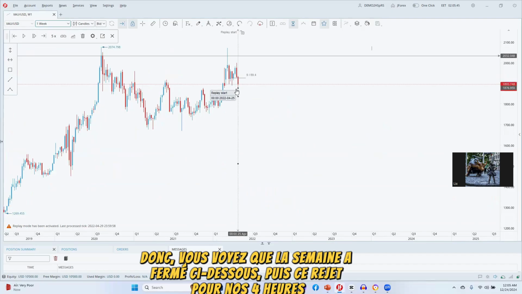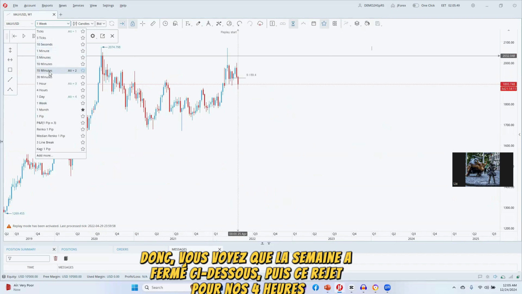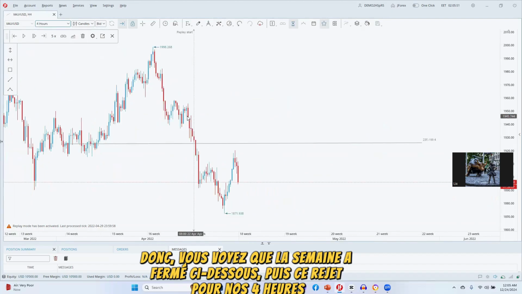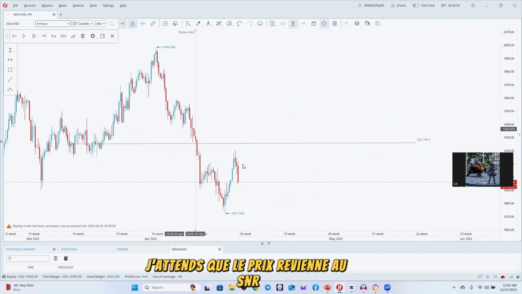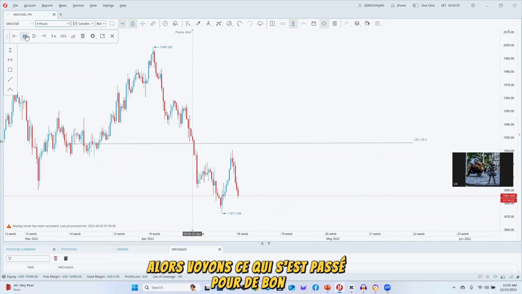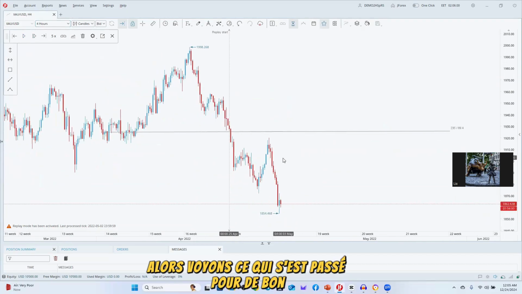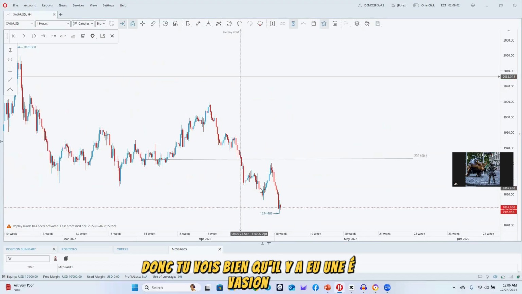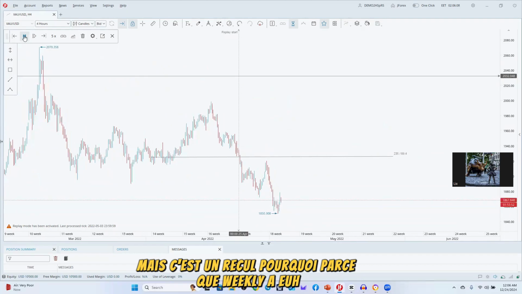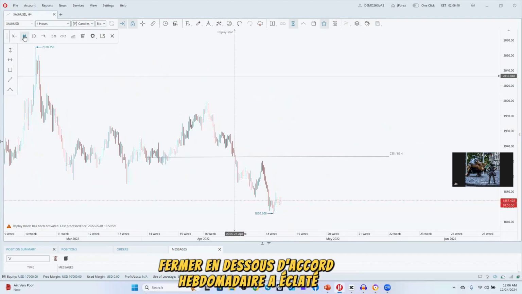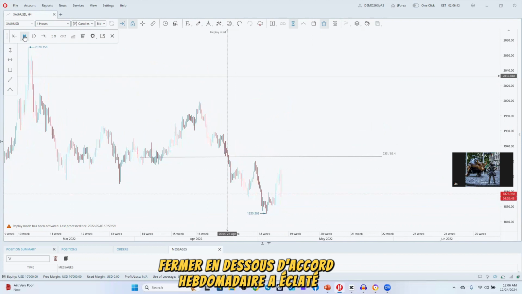Okay, so you see weekly has closed below. Then this rejection, 4 hour. Now even with this one, I'm waiting for price to come back to the SNR. So let's see what happened. You see, there was a breakout, but it is a pullback. Why? Because weekly has closed below. Weekly has broken out.